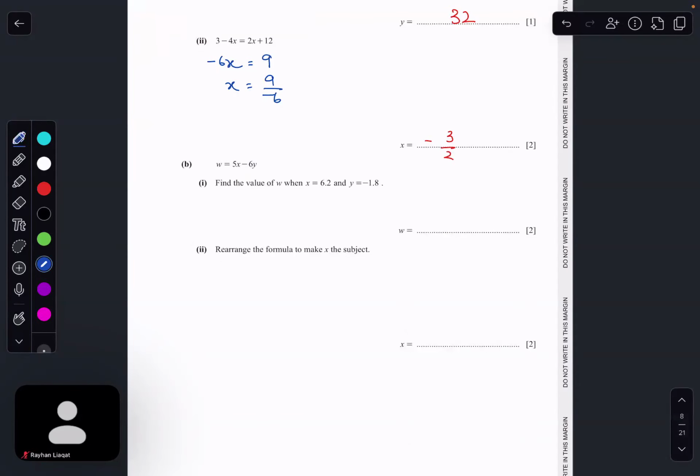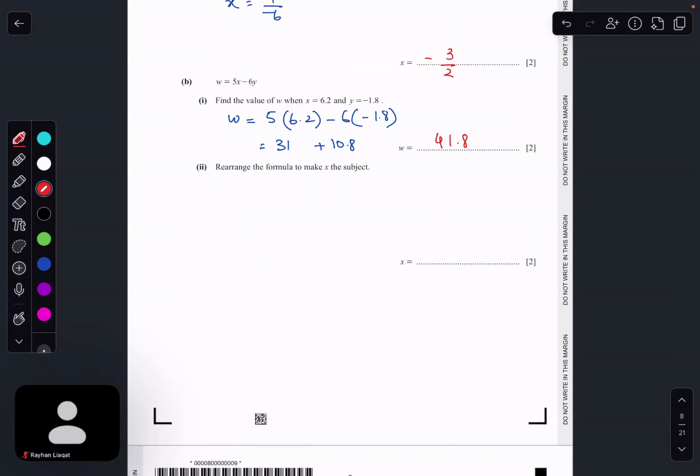B part, w is equal to 5x minus 6y. Find the value of w when x is equal to 6.2 and y is equal to negative 1.8. So w is equal to 5 times 6.2 minus 6 times negative 1.8. Okay, so we have this 31 plus 10.8. Even if you write just one step, that's fine. 41.8.